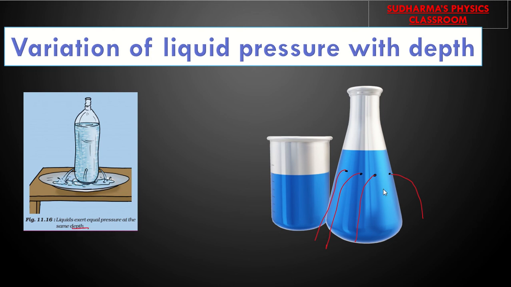When you do this experiment, you have to make sure you are making holes at the same depth from the top layer of the liquid. If there is a slight change in the level, then one of them will move with more pressure and the others will move with less pressure. So you can see it is covering the same distance throughout this vessel.